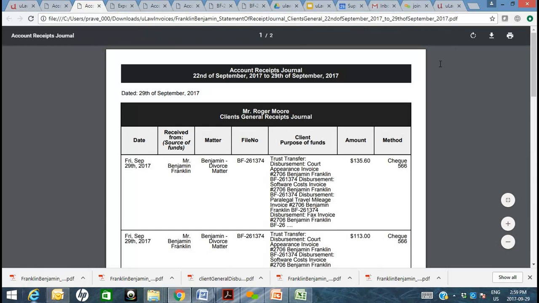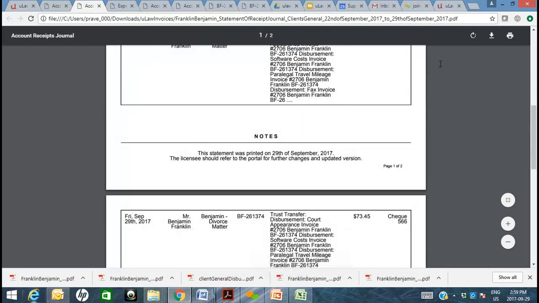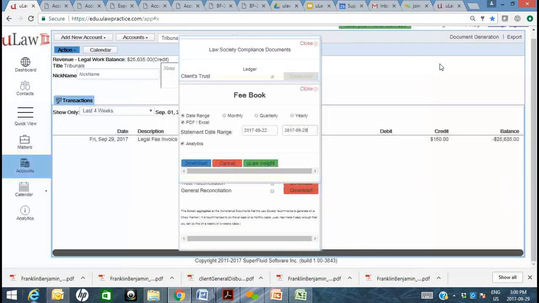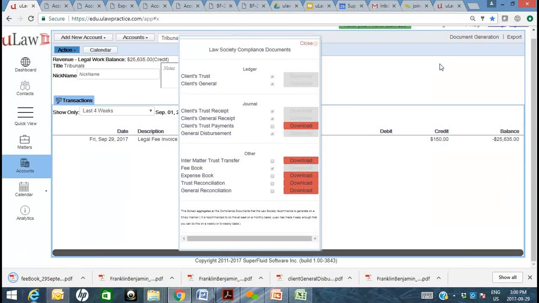The general receipt journal. You received that as these 3 different formats, including the legal fees of $120 and those 4 disbursements, adding up to the 497.20. Okay. Last but not the least, the fee book. We spoke about that, so let's just do a quick fee book before I run out of time on this particular webinar. In the meantime, I would highly encourage you to start asking your questions so that our team can start answering those.